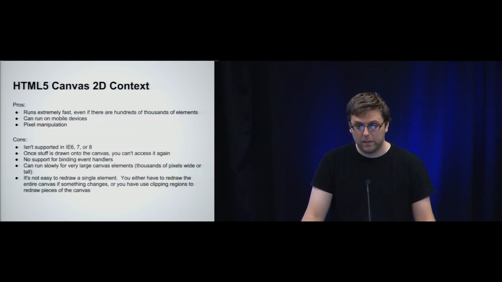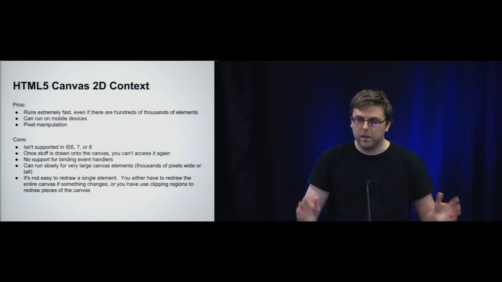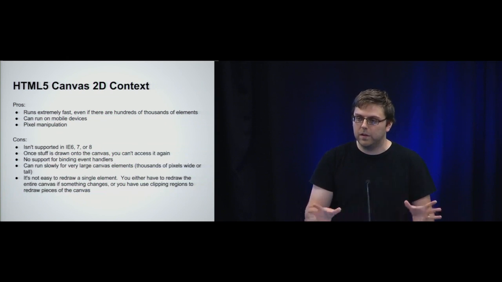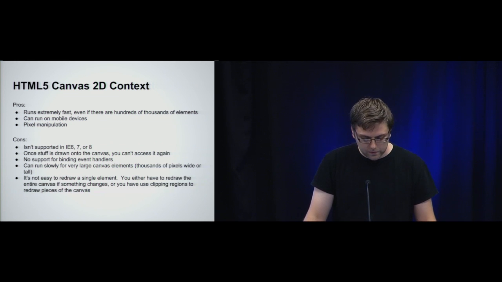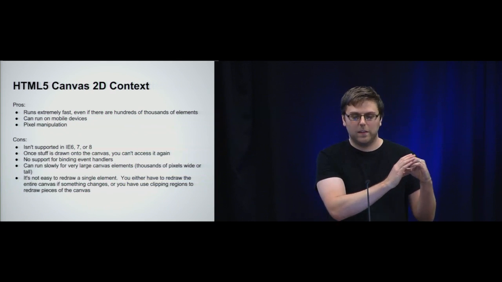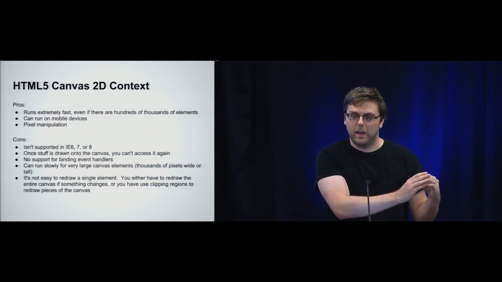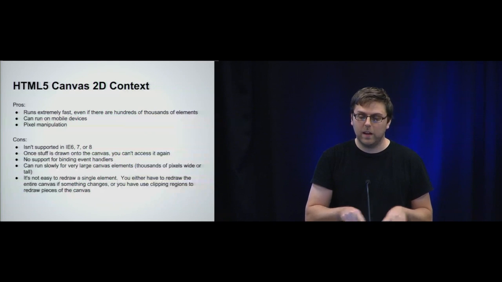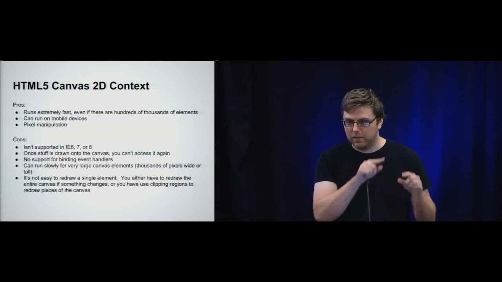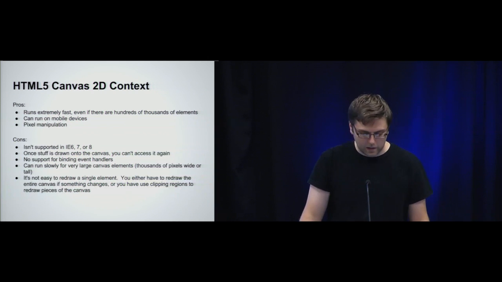Lots of cons. It's not supported in IE 6, 7, or 8. Because it's a bitmap, once stuff is drawn onto the canvas, you can't access it again. No support for binding event handlers. It can run slowly if you have very large viewports and you're constantly redrawing the entire canvas. And it's also not very easy to redraw a single element. Because Canvas is a bitmap, if you want to update a small circle on one section of the canvas, you have to redraw the entire canvas element, or you have to use clipping regions and redraw a small section of the canvas.